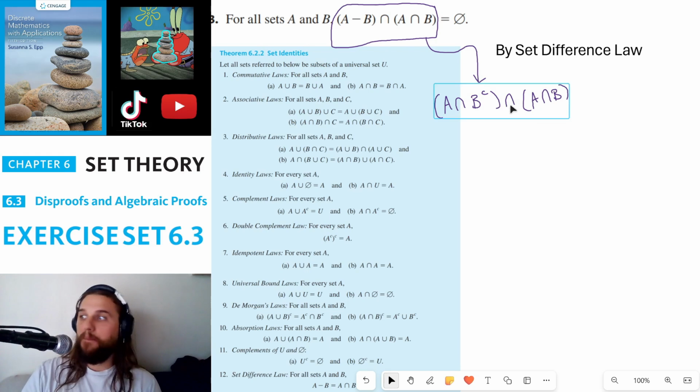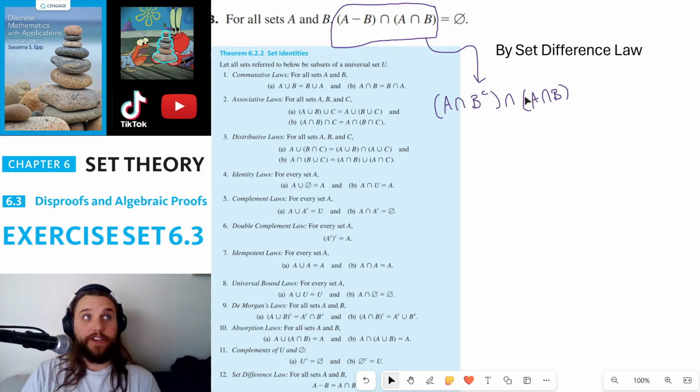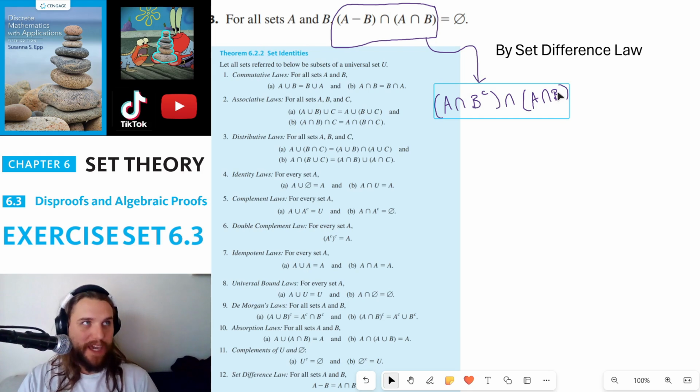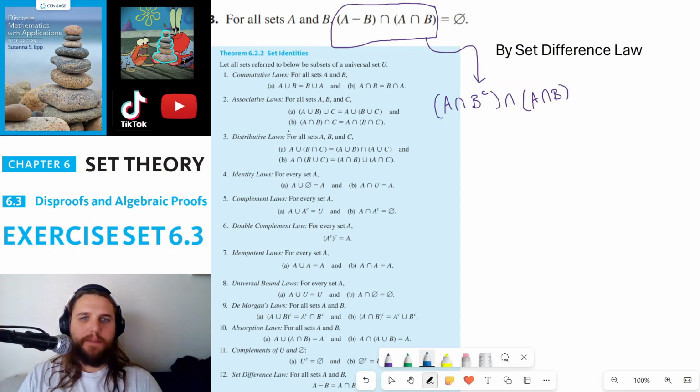Now we have a bunch of intersections. Everything is intersections here. There's no unions. Now, ideally, we're going to want to intersect this B complement with that B because there is no intersection between B and B complement. So ideally, we would like to move some of this stuff around. Now, what I'm thinking about utilizing is the associative law so that we can move these parentheses around.